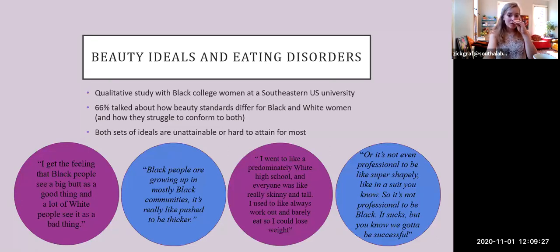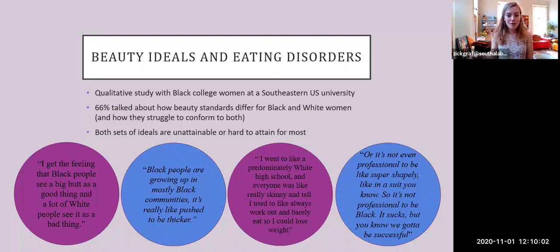But it is definitely true that Black women specifically are exposed to different types of pressure to look a certain way. So this is an example of that from a qualitative study of Black college women at a Southeastern US university. This particular university happened to have a majority white student body. So many of these women talked about how they perceive different beauty standards for Black women and for white women, and how because they're Black women living in an environment with mostly white women, they kind of struggle to conform to both of these types of images, even if they're not totally compatible with each other.